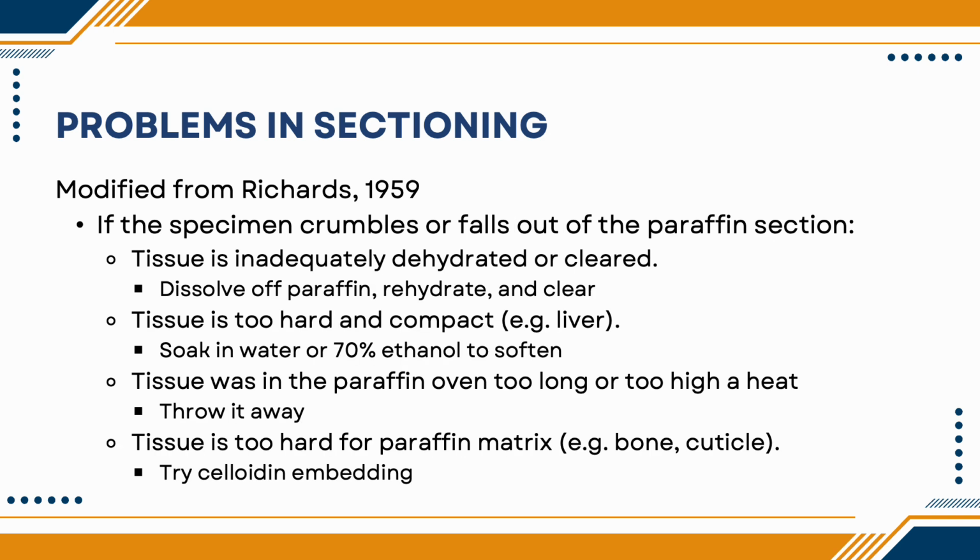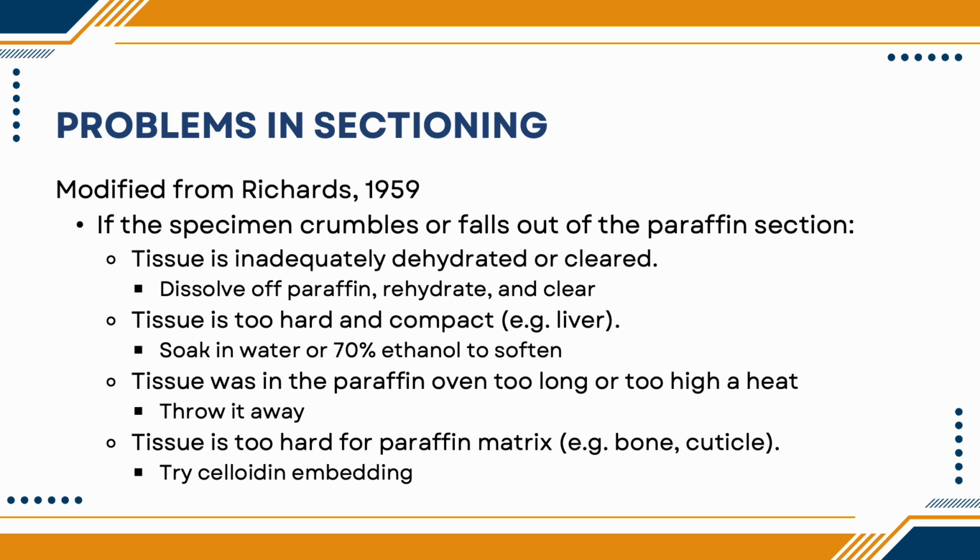If the specimen crumbles or falls out of the paraffin section, it could be due to the following reasons. It could be inadequately dehydrated or cleared. In such cases, you should just dissolve the paraffin, rehydrate, and clear again. If the tissue is too hard and compact, such as the liver, then soak in water or 70% ethanol to soften. If you've noticed, diba, compact ang liver. So we just have to hydrate the tissue para maging softer siya.